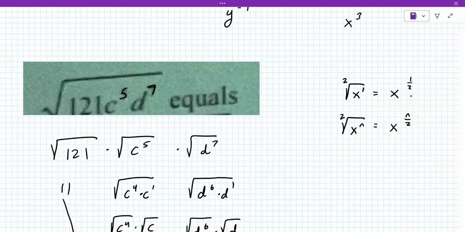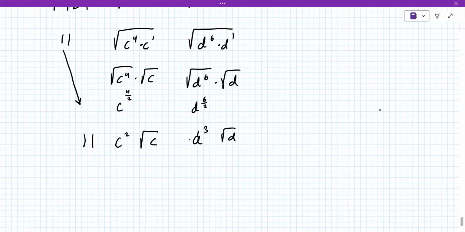Okay. So essentially. Yeah, that kind of makes sense. So is that basically just the rule to follow? Yes, yes. So we can make one up here, but let's finish this one off. So it's 11 c squared d cubed square root of c times d. And you just combine those c and d square roots.